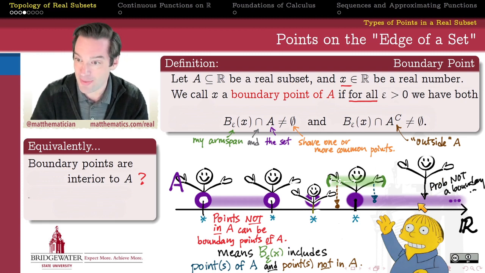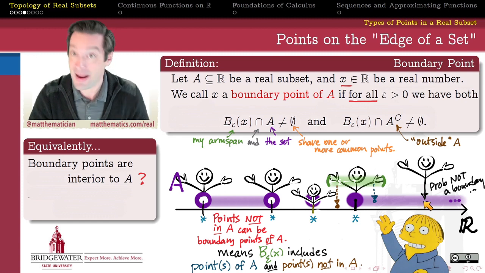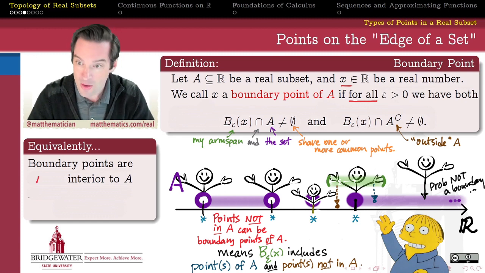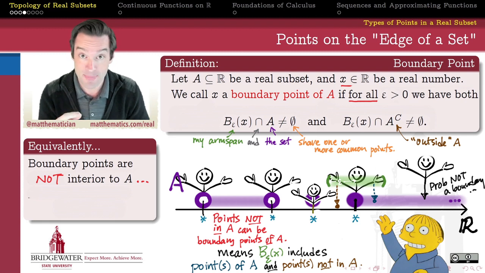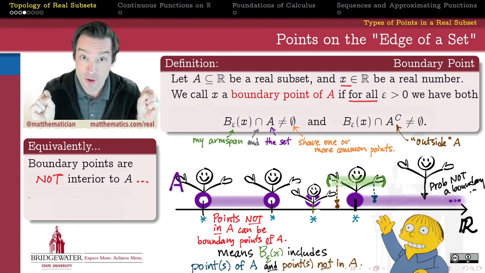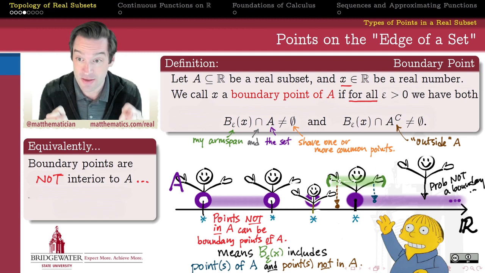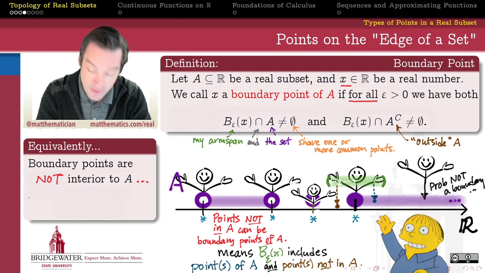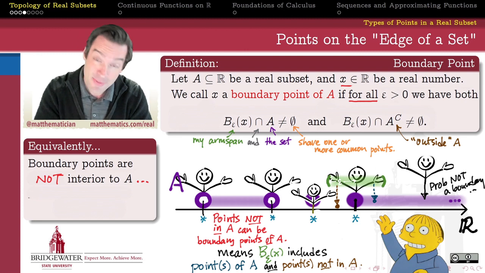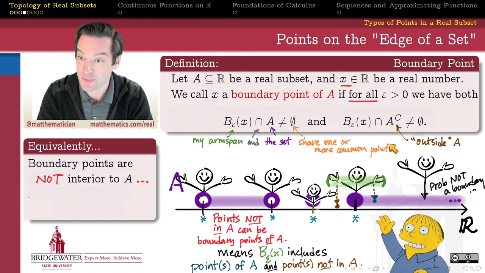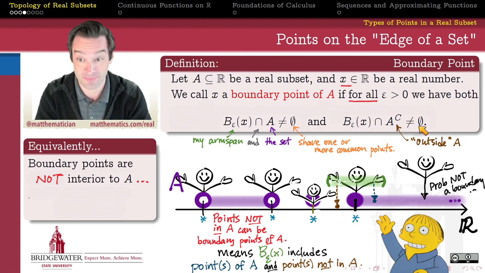It kind of looks like I picked an interior point of A. How can I be sure that that is not going to qualify as a boundary? Well, take a look. A boundary point can't be an interior point of A, because if it were an interior point of A, that means there would exist an epsilon such that my epsilon neighborhood is entirely a subset of A. And if that neighborhood is entirely a subset of A, it does not intersect anything outside of A. It doesn't intersect with A complement in a non-empty set.